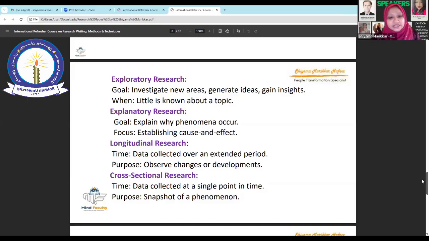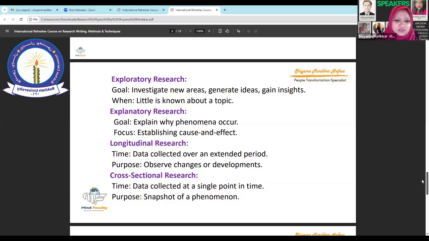And there are advantages and disadvantages of all these types of research. But to understand clearly what each one means and why this is different from that, this will give you a clear idea.